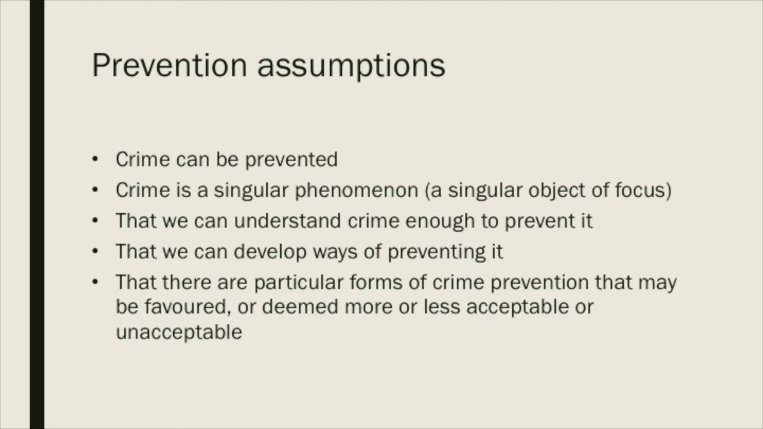It also assumes that we can understand crime enough to actually prevent it, and that we can develop ways of preventing crime. It also assumes that there are particular forms of crime prevention that may be favored or deemed more or less acceptable or unacceptable. So there are implicit value judgments when we're dealing with this idea of prevention. Our vision of society and preferred forms of social control are all embedded in our approach to the idea of prevention.